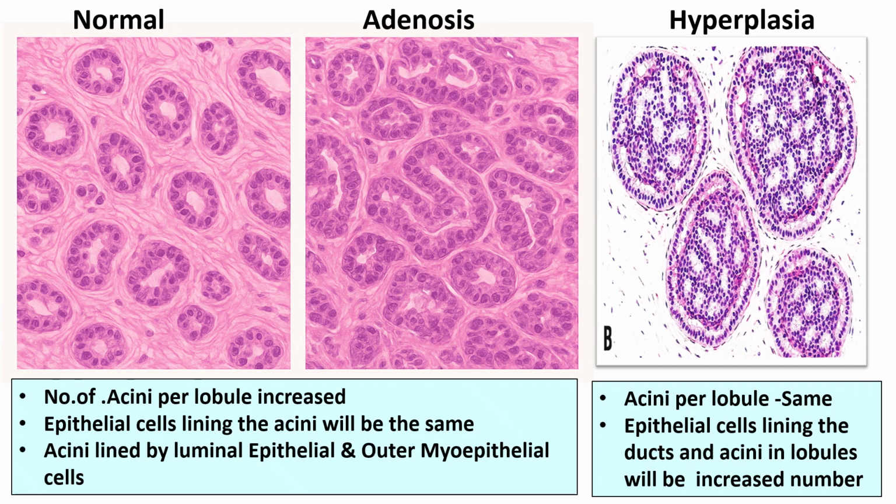So in adenosis, acini are increased. In hyperplasia, acini are the same. And in adenosis, epithelial cells lining the acini will be similar to the normal conditions, that is double layered lining. But in hyperplasia, epithelial cells lining the acini or the ducts will be increased in number.